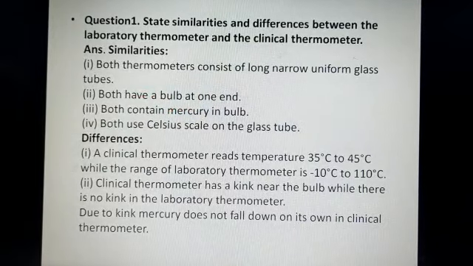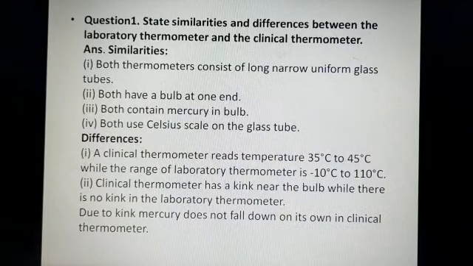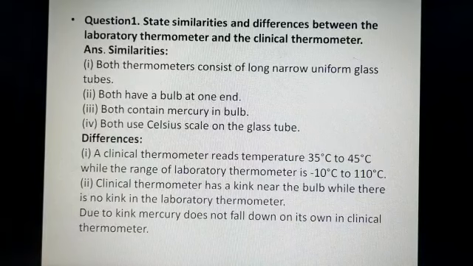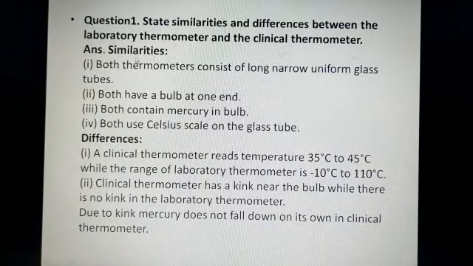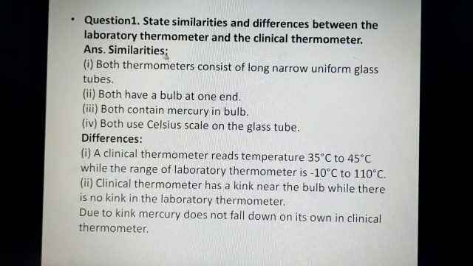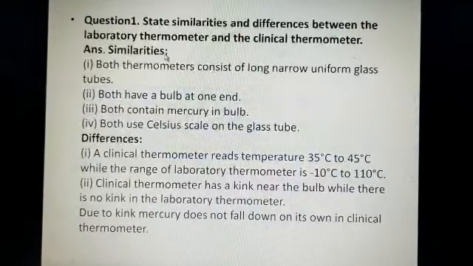So the first question is, state similarity and difference between the laboratory thermometer and clinical thermometer. Student, we read that the clinical thermometer is used to measure the body temperature, and the laboratory thermometer is used for measuring the temperature of other objects, and we also use it in the laboratory. So first of all we write the similarity. What is the similarity between the laboratory thermometer and clinical thermometer, student?